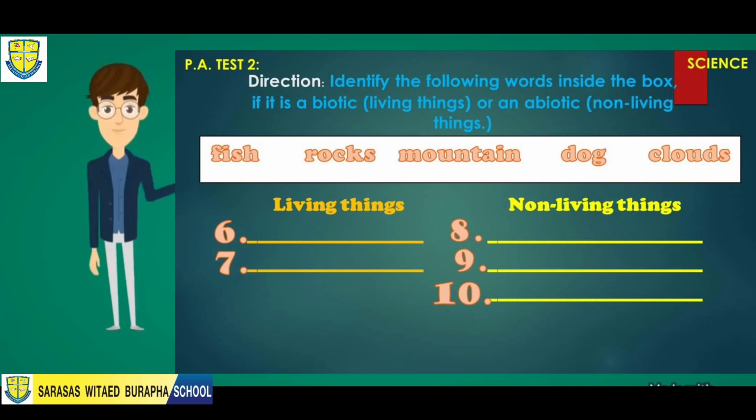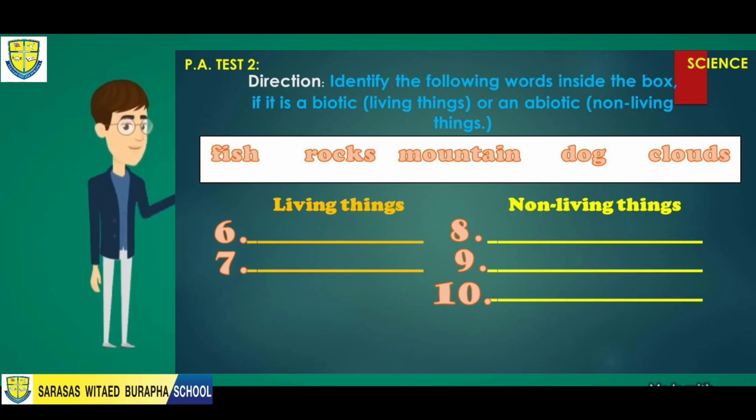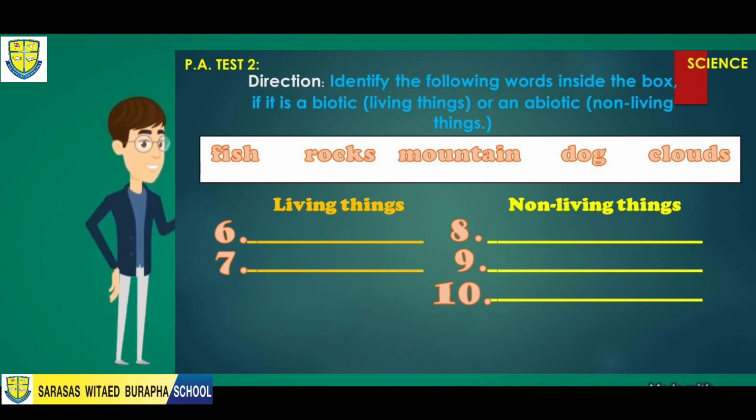Identify the following words inside the box if it is biotic, which is a living thing, or abiotic, which is a non-living thing. Write your answer on the space beside the number.